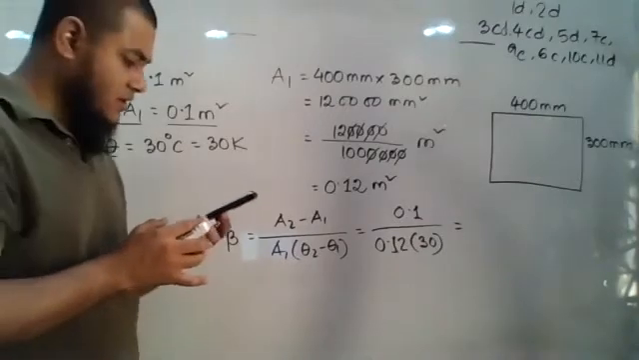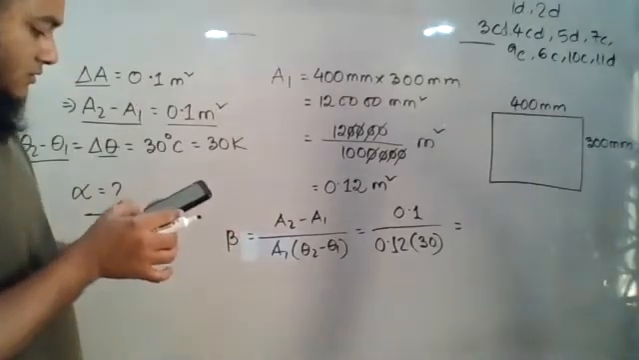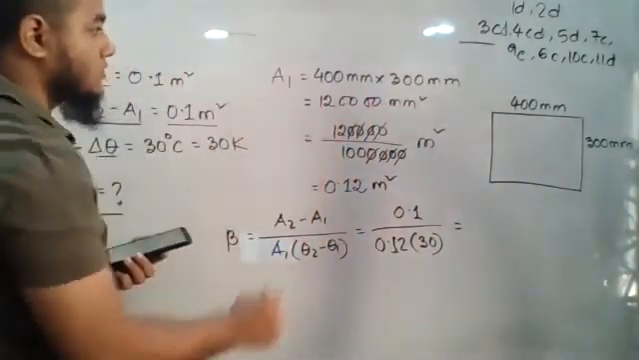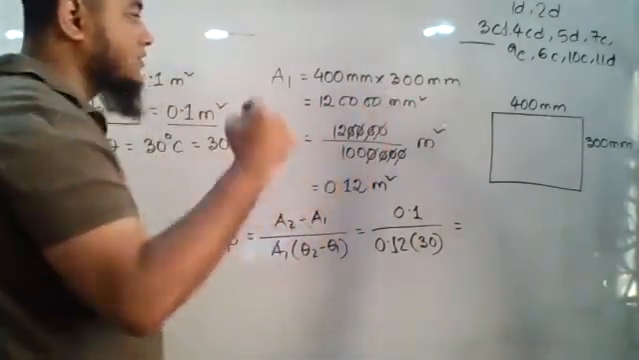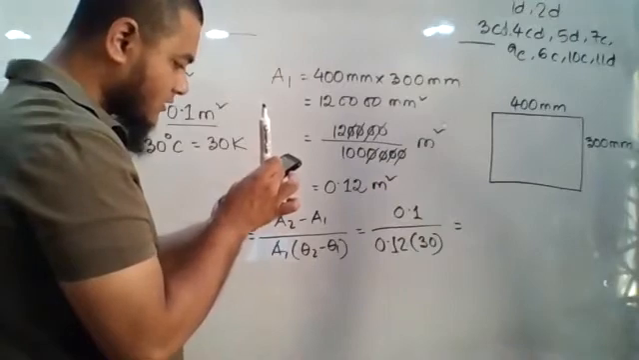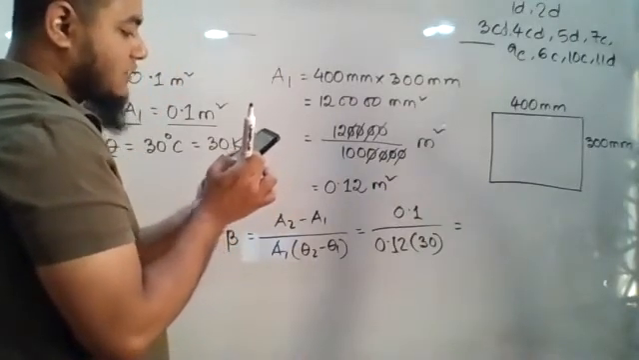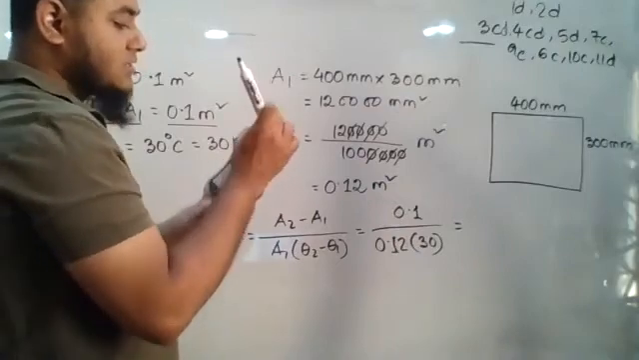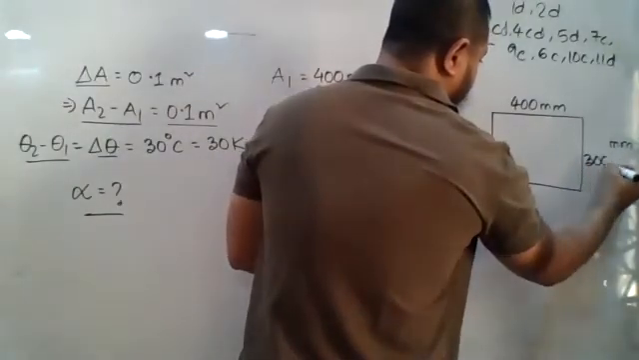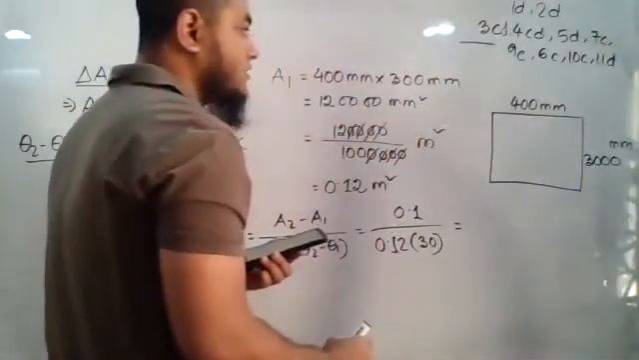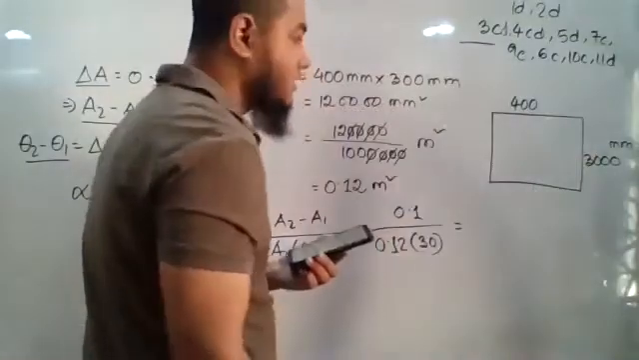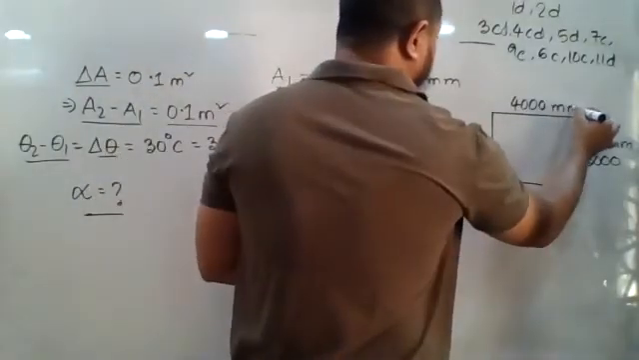Actually, they have made a mistake here, I guess. In the calculation, they have considered the length not as 400 but 4000, and the breadth as 3000, not 300. But in the figure, we can see that the length is given as 400 and the breadth is given as 3000, which is not possible actually. So in the figure they have made a mistake. Make the correction, okay? In the figure, it will be 4000 millimeter square.